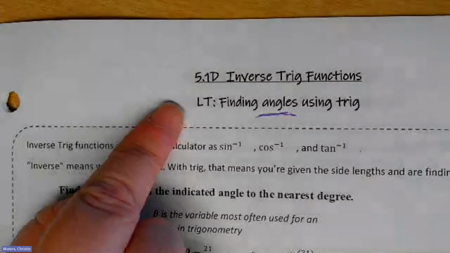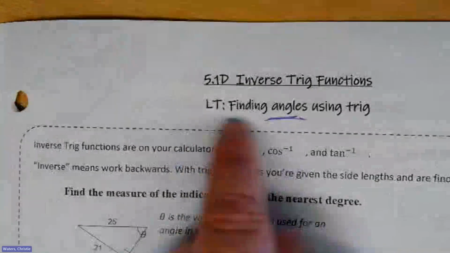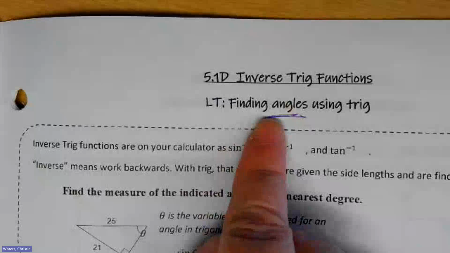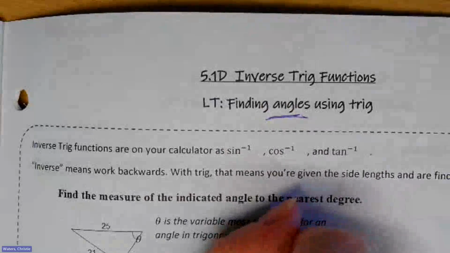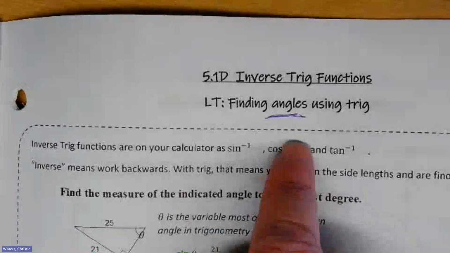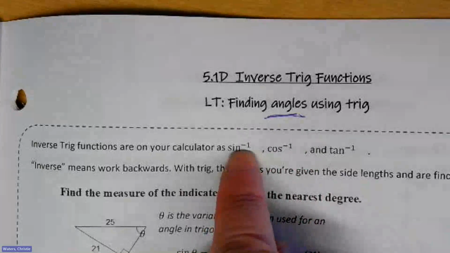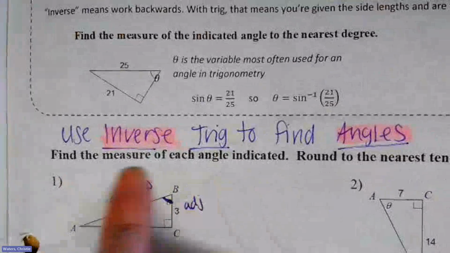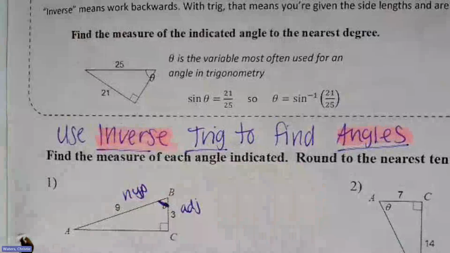5.1D, which is about inverse trig ratios. So we use the inverse of our trig ratios to find missing angles. That is the really big thing that you need to remember for this section, is that we use inverse trig to find angles. We use regular trig to find sides. So I would recommend, in real big letters right here, you just write use inverse trig to find angles. You just got to remember that.